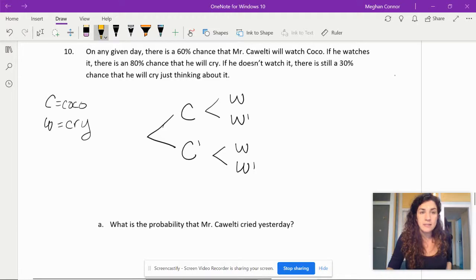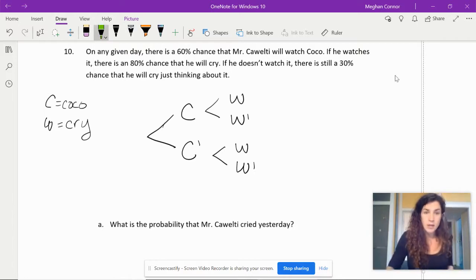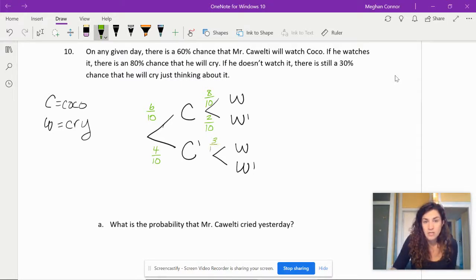Going in here and filling out my probabilities, there's a 60% chance he will watch Coco. I'm going to do that as a fraction again. So 6 over 10, which means there's a 40% chance that he will not watch Coco. From there, if he watches it, there's an 80% chance he will cry. So 8 out of 10 for crying and Coco versus the 20 remaining percent that he will not cry. If he doesn't watch it, there is still a 30% chance he will cry just thinking about it. So that will be 3 out of 10 versus the 70 remaining percent. Okay, so there is your tree diagram that represents all of the different situations and the probabilities that go with all of them.